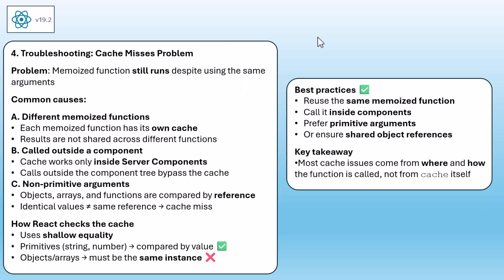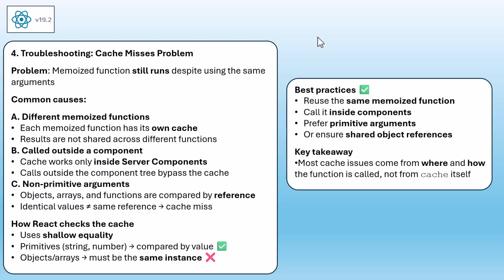4. Troubleshooting. My memoized function still runs even though I've called it with the same arguments. Several issues may be responsible. A. You may be calling different memoized functions. Each memoized function has its own cache. B. You may be calling the memoized function outside a component, which prevents cache usage.